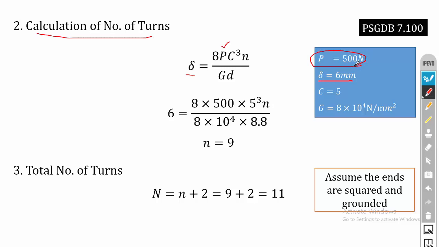For tau you have to use the P2 value, for del we have to use the P value. So substitute all the values. d we have already calculated, so you will get the n value, n is equal to 9. The next step is the total number of turns. In the problem the end conditions are not given, so I am going to assume the ends are squared and ground, and for squared and ground ends the capital N is equal to small n plus 2, that is 9 plus 2, equal to 11.